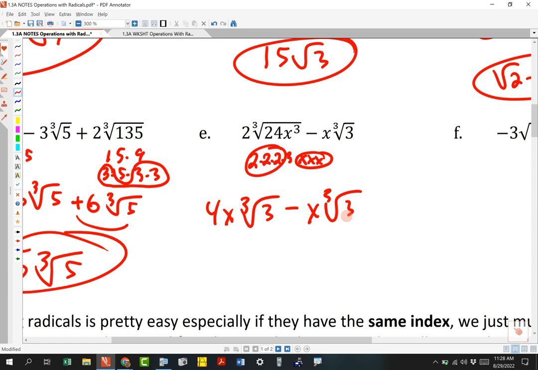Everybody know what the answer is? Mason's got his hand up. Zach's got his hand up. Colson, right? Andy? 4 cube root of 3? Because we're subtracting the x's, so I've got this x minus that. Okay, so 4 cube root of 3. Anybody else want to differ with that?